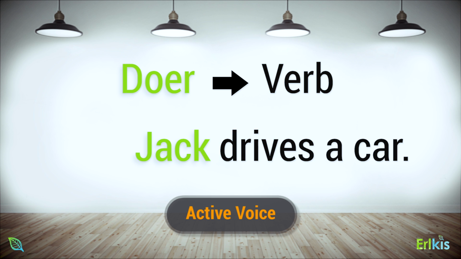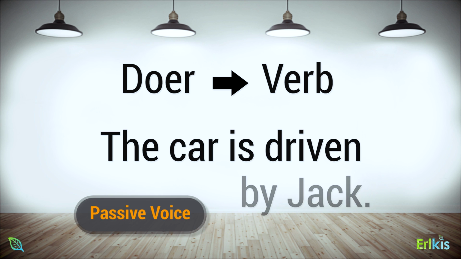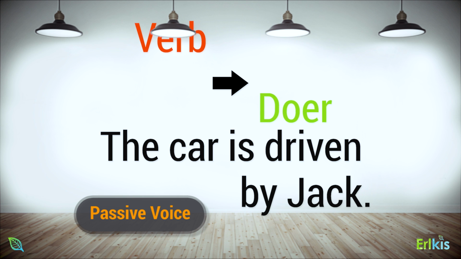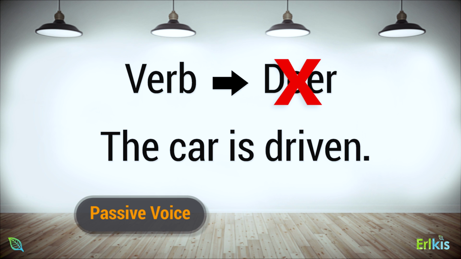In the passive voice, however, we switch. The car is driven by Jack. The doer goes after the verb. And in many cases, it's removed completely. The car is driven. However, the passive means that the doer, the person or thing doing the action, is at the end of the sentence instead of the beginning.